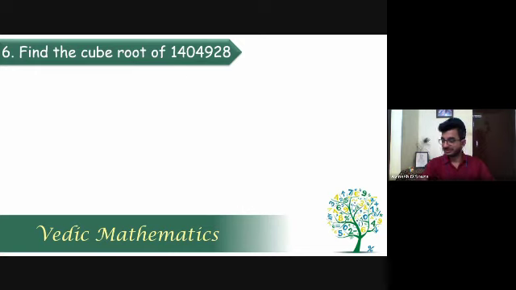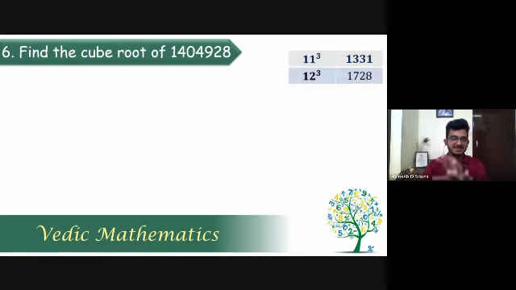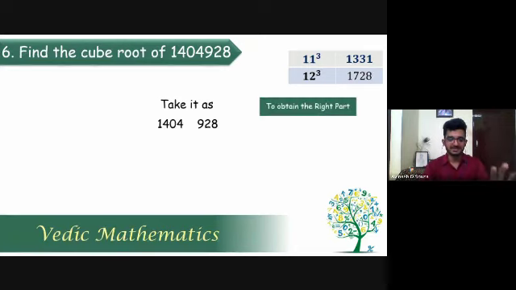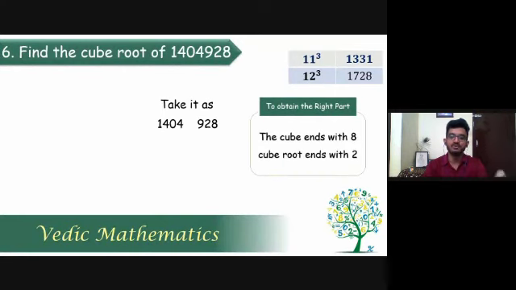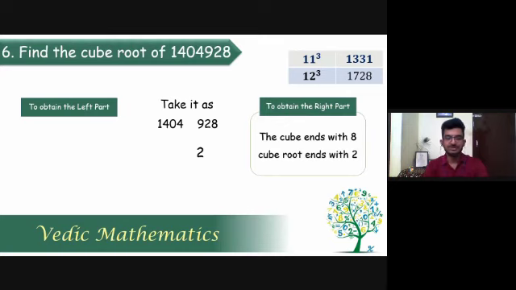Okay, so the given number is ending with 8, and you just have to remember 11 cube and 12 cube. If you don't remember, you can definitely find the answer, since you know the squares of 11 as well as 12. So you can take the given number as 1404 and 928 as the two separate groups. The given number is ending with 8, so the cube root should end with 2. So the right part of the answer is 2, and the only task remaining is finding the left part of the answer. And you have 1404 there.